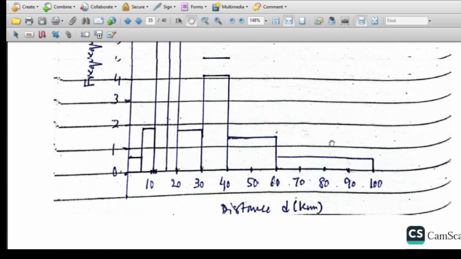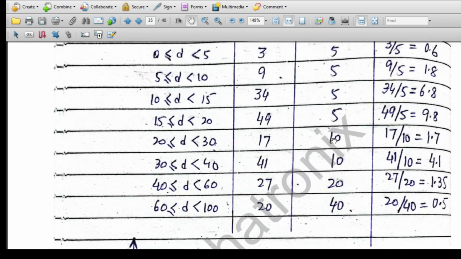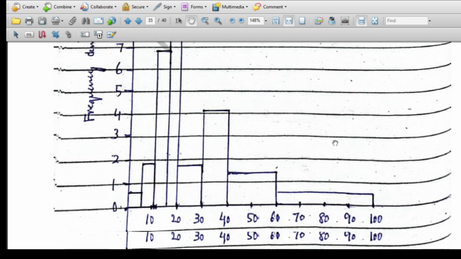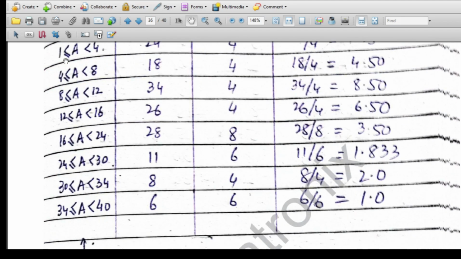The next part: 4 to 8 has width 4, and 18 divided by 4 is 4.5. Then 8 to 12, width 4, and 34 is the frequency. You divide this and get the density. 26 divided by 4 is 6.5. 28 divided by 8 is 3.5. 11 divided by 8 is 1.38.